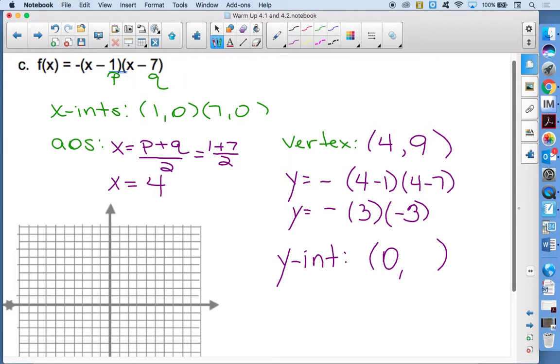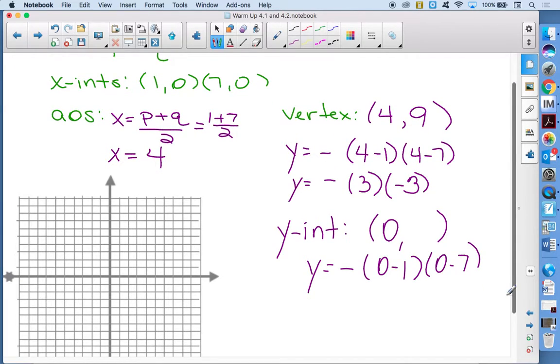So if you plug a 0 in for x, we would have 0 minus 1 and 0 minus 7. What's the y-intercept value? Jalen? Yeah. Because this makes a -1, that makes a -7, so you get 0 and -7. Any questions?